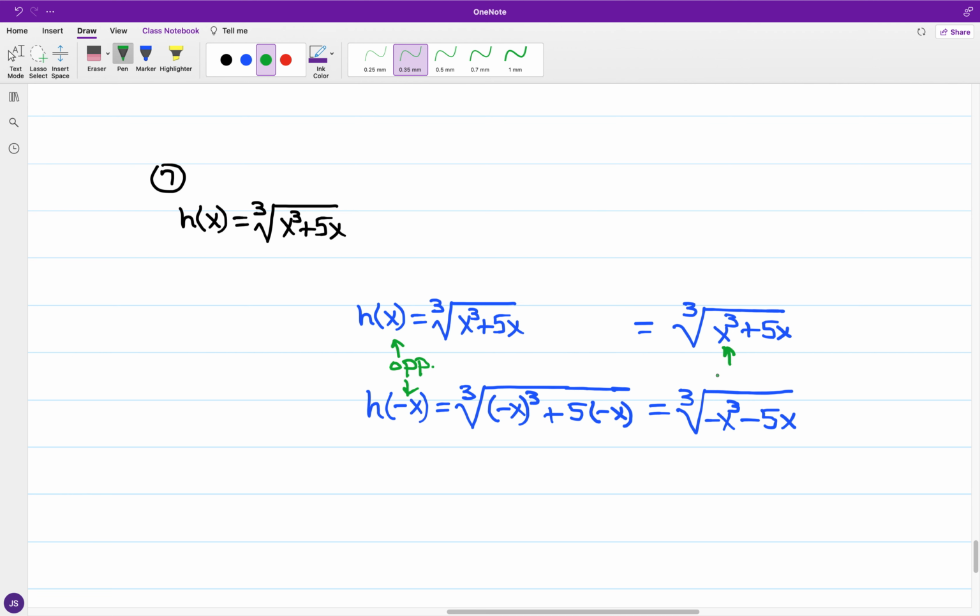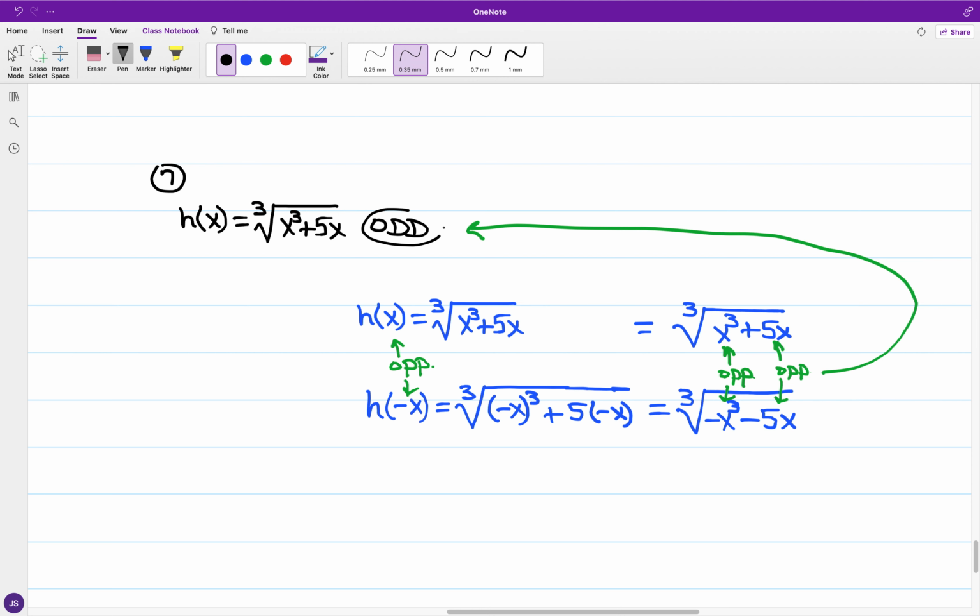Now looking at what we have between the terms inside the cubic root radical. You've got x cubed and negative x cubed, and we have 5x and negative 5x, so these are opposites throughout. For this particular radical function, like the one in number 5, we have an odd function. For odd functions, opposite sign inputs lead to opposite sign output terms.